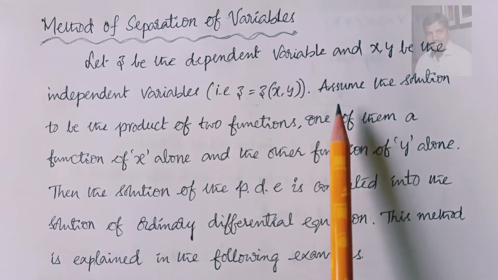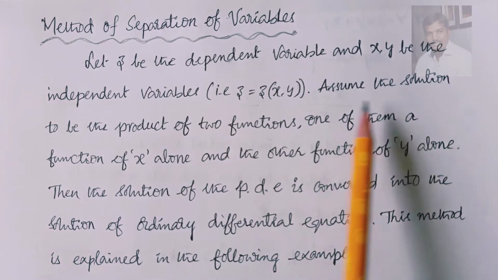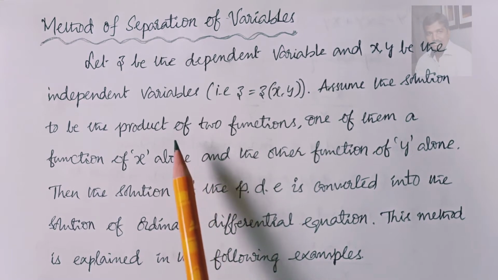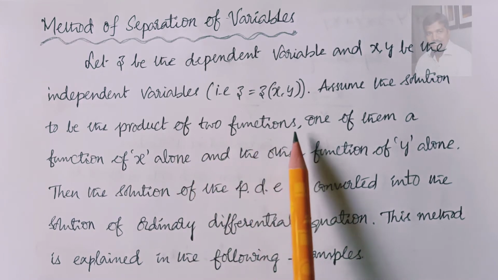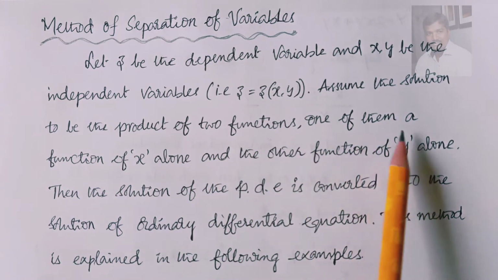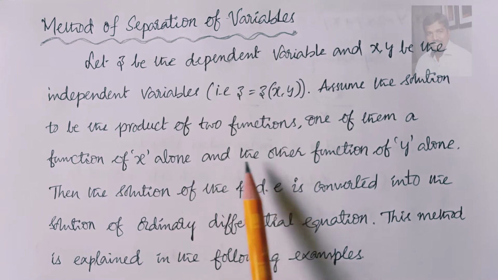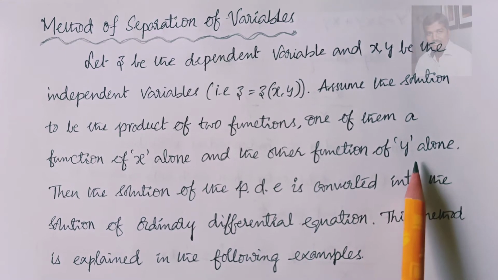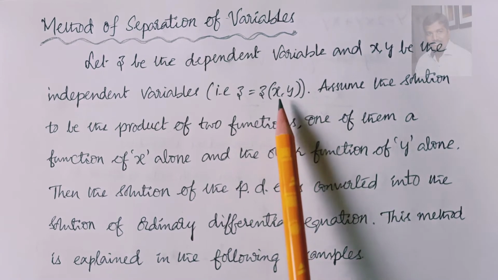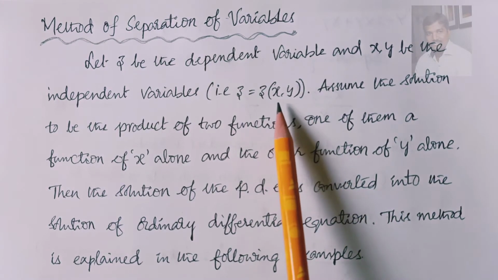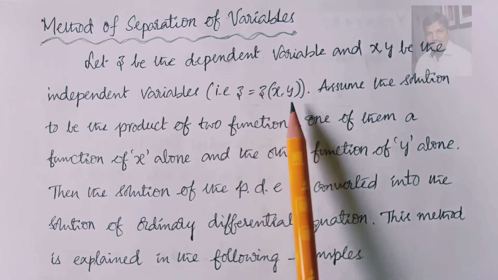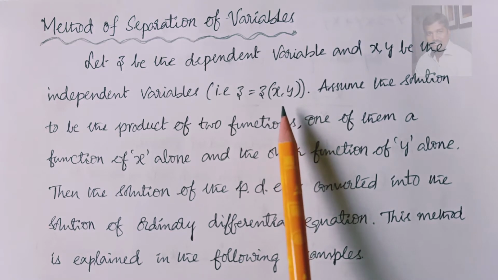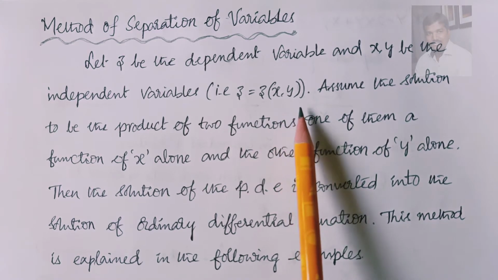Now, how to start this method of separation of variables? First we have to assume the solution as the product of two functions. One of them is a function of x and the other is a function of y alone. As you can see, x and y are the independent variables, so we assume the solution as a product of a function of x and a function of y.